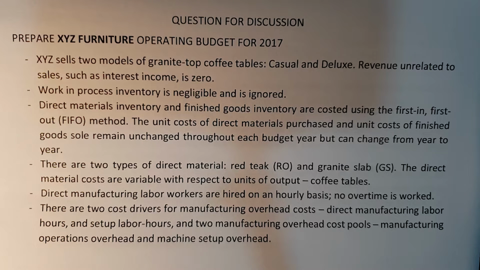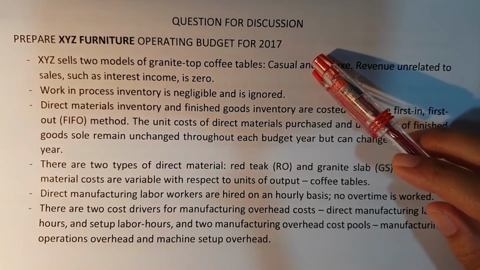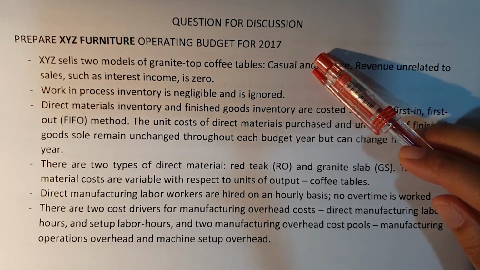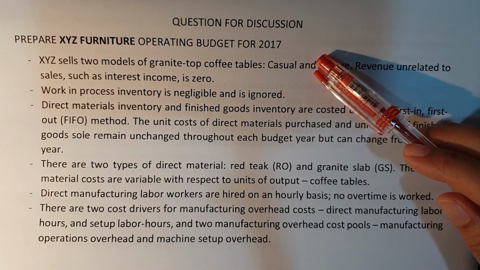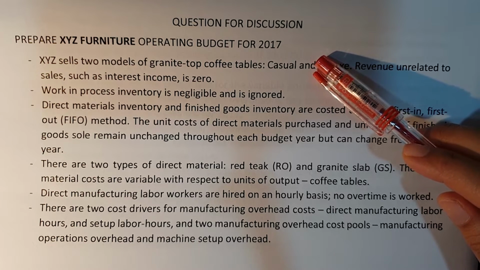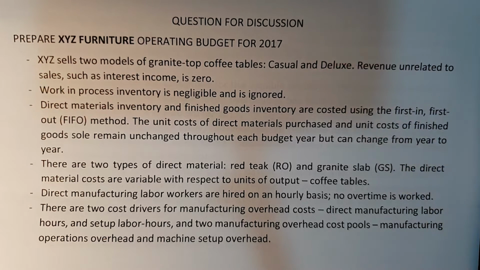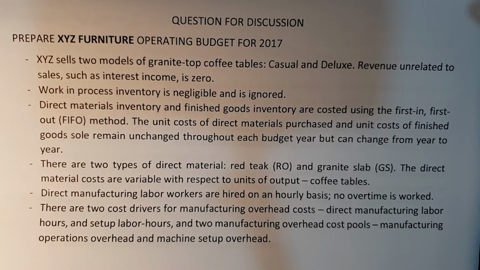I'm Dr. Aisha. These are the questions regarding the master budget for chapter 1, and we are going to prepare the XYZ Furniture operating budget for the year 2017, and we will do it up to the cost of goods sold budget, that is schedule 7. So we are going to do schedule 1 till schedule 7 using this question. Now we're going to read the question together, and I will explain how the answer should look and how we can get the answer to be like that.